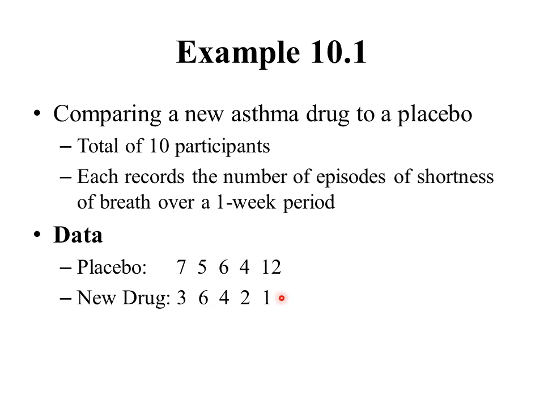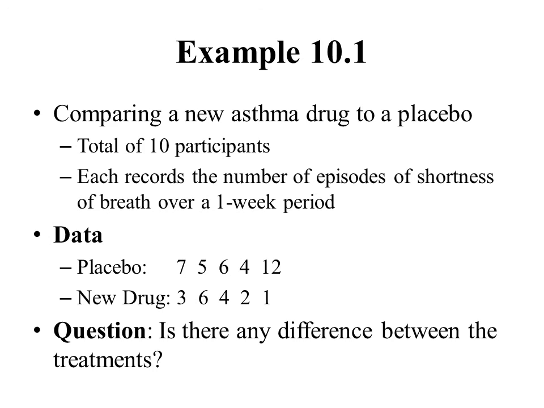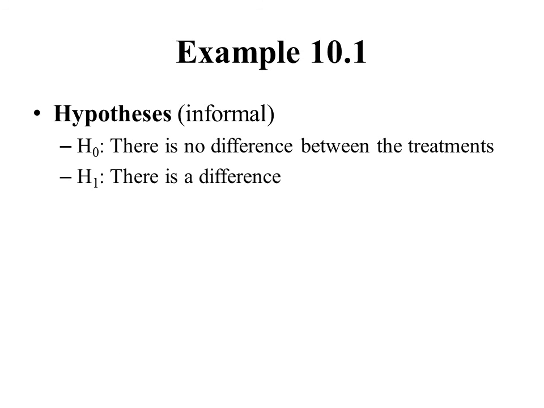Okay. So notice that these sets of data are rather small, and so whenever we have real small sets of data like that, that's an indication that we might want to use a non-parametric test. And we'll kind of summarize that idea at the end of this lesson. Okay. And so the question that we want to try to answer is, is there any difference between the two treatments? So informally, the hypotheses that we're going to test are that there is no difference between the treatments versus there is a difference.